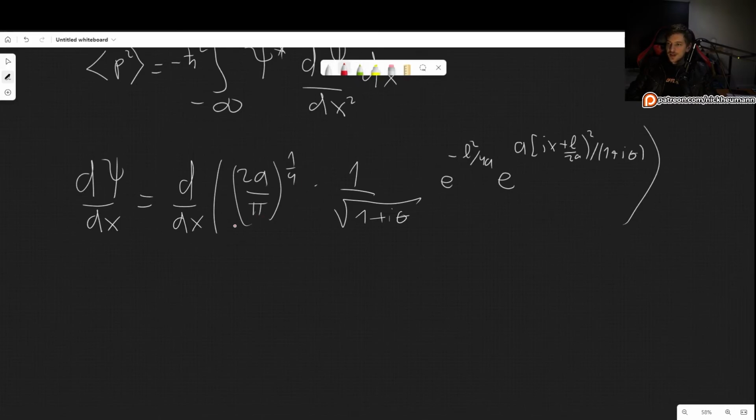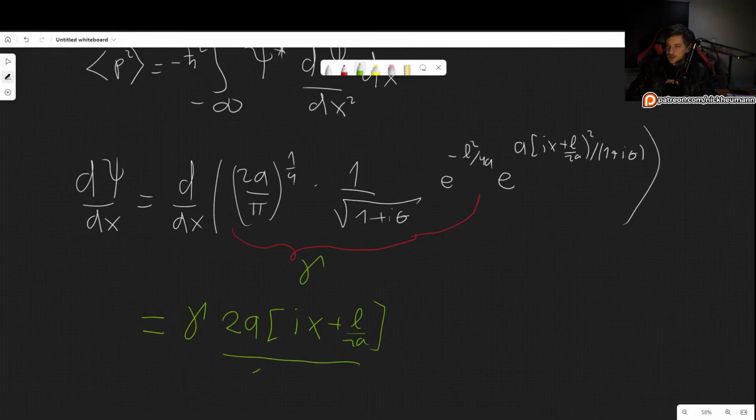Now, this entire thing here, including this exponent, that's never going to change, right? That doesn't depend on x. So let's just call it gamma or something, because I don't want to have to write it down all the time. So the derivative is gamma times, and now this is simply an exponential. So by the chain rule, we get 2a times ix plus L divided by 2a. We have to divide by 1 plus I theta. And because of the chain rule, we multiply by the derivative of what is inside.